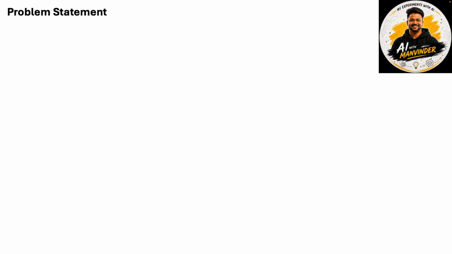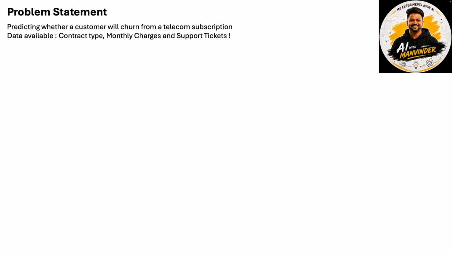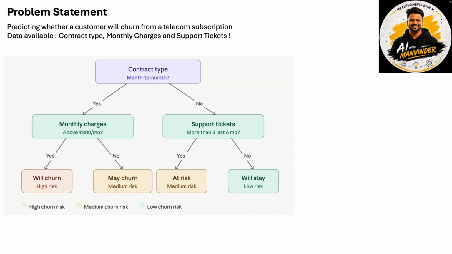Here, today's dataset: a telecom industry, one goal, to predict whether a customer will churn from a telecom subscription or not. And the data available is contract type, month to month or annual, monthly charges, what are they paying, support tickets, how many times did they call support in the last 6 months. Now, even before running the model, I can reason about it. Month to month customers have low switching cost, and they can leave tomorrow, no penalty. Churn risk is already very high. And if the customer has an annual contract, they have committed and risk is lower. So let's see if the tree agrees.